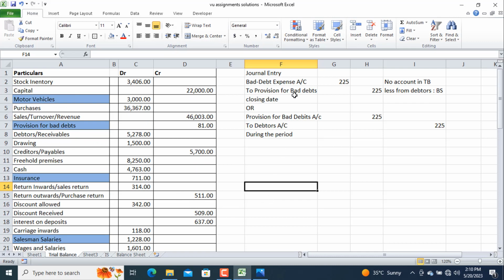Here is the general entry for bad debts: bad debts expense account debit 225 and to provision for bad debts 225. So look, this account is not there, so we are going to include this account in the adjusted trial balance and make adjustment here.